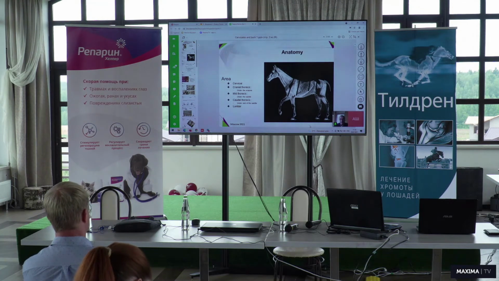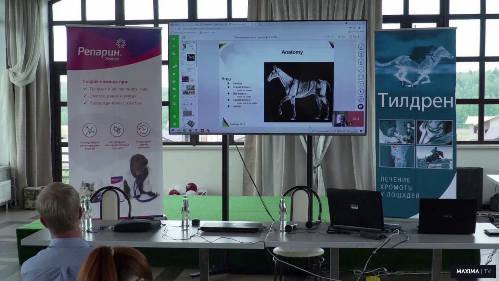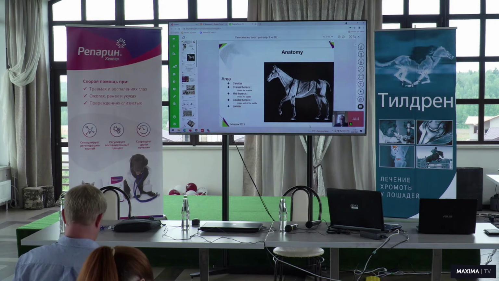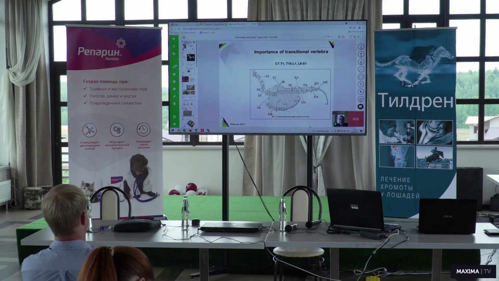Thoracic, the mid-thoracic, and the caudal thoracic, and the lumbar. Мы быстро с вами обсудим дальнейшие подробности, разделим области. Это шейный отдел, это краниальная часть грудного отдела позвоночного столба, за лопаткой, средняя часть грудного отдела, которая находится в зоне примерно под седлом, каудальная часть грудного отдела, которая находится под задним углом седла, и поясничный отдел. In all the branches, the most important are the transitional vertebrae, C7-T1, T18-L1, and L6-S1.